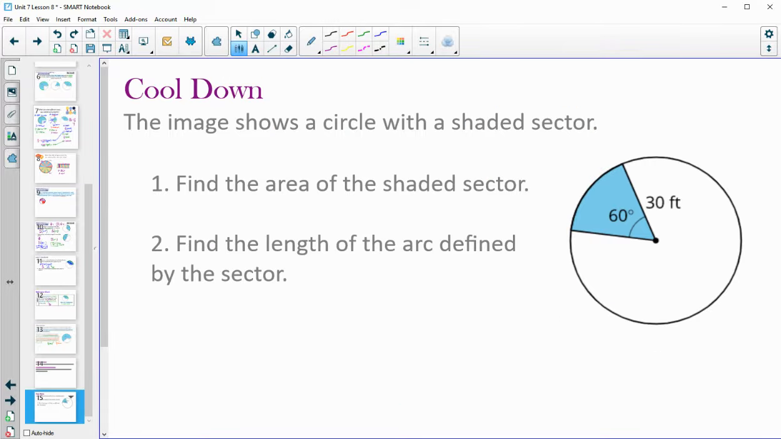All right, so hopefully now you can do the cool down so you can find the area of this shaded sector and then also the length of the arc created by that shaded sector. If you have any questions, be sure you reach out to your teacher to ask for help.